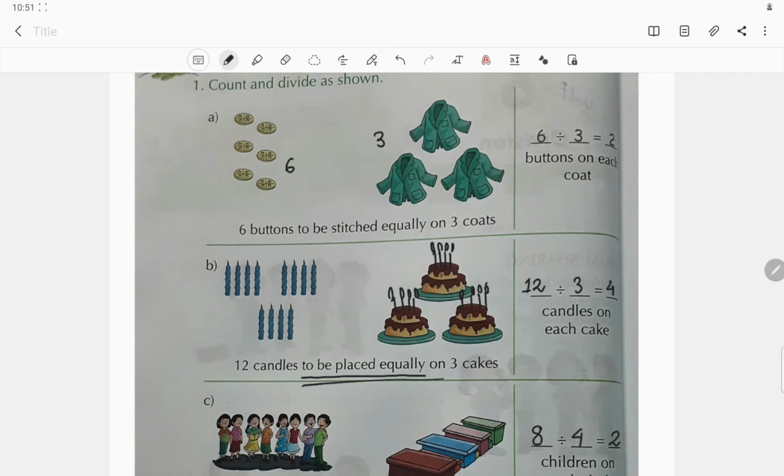In your book you can check question number 1, count and divide as shown. Question A: you can check there are 6 buttons and 3 coats, and it is already solved. So you want to divide 6 buttons equally on 3 coats. That means 6 buttons are to be stitched equally on 3 coats. Now the question is, how many buttons will each coat get? So the answer will be 6 divided by 3 equal to 2. That means each coat will get 2 buttons.